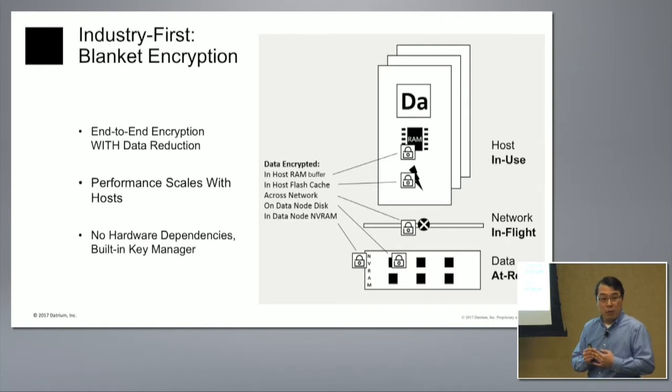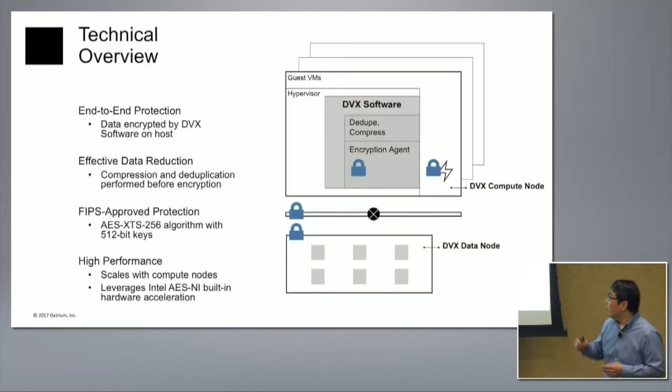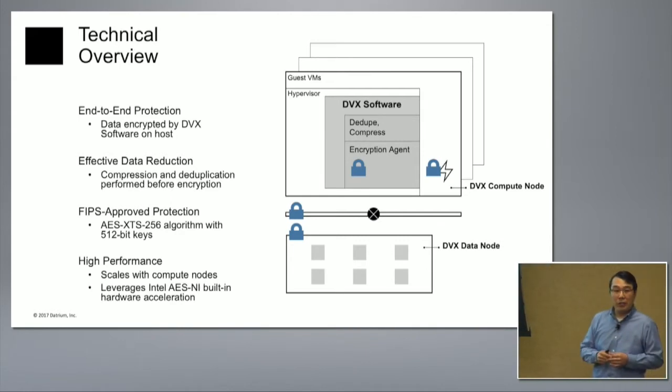And we've made it really fast. I think we talked about insane performance, and this actually has no impact on that insane performance. The performance scales as you add workloads, as you add hosts to support the workloads. There's no hardware dependency. It's software driven, which offers you all the flexible advantages of that. So this Datrium Blanket Encryption is enabled by the Datrium architecture, and Hugo went over it this morning.